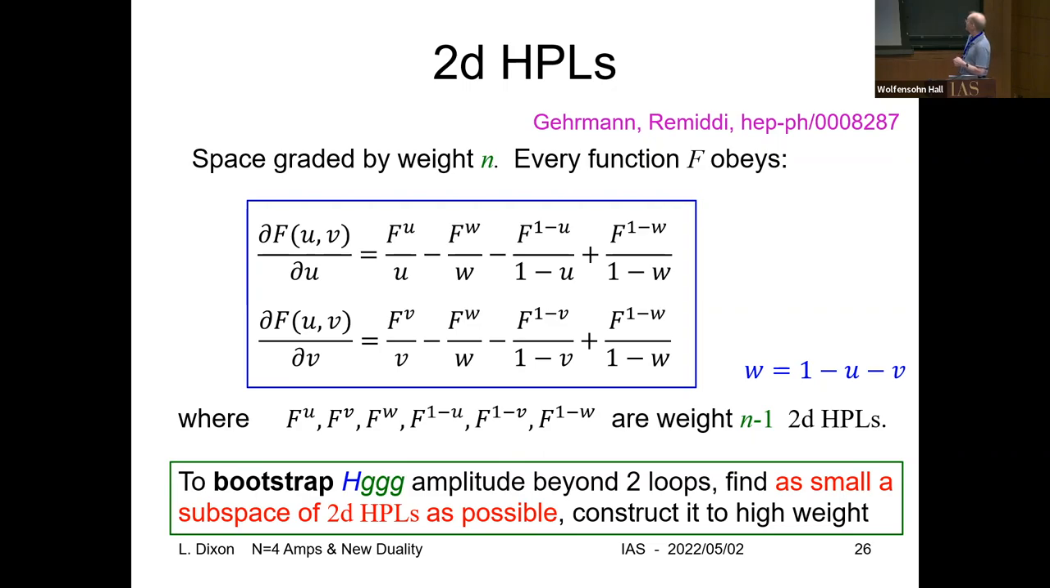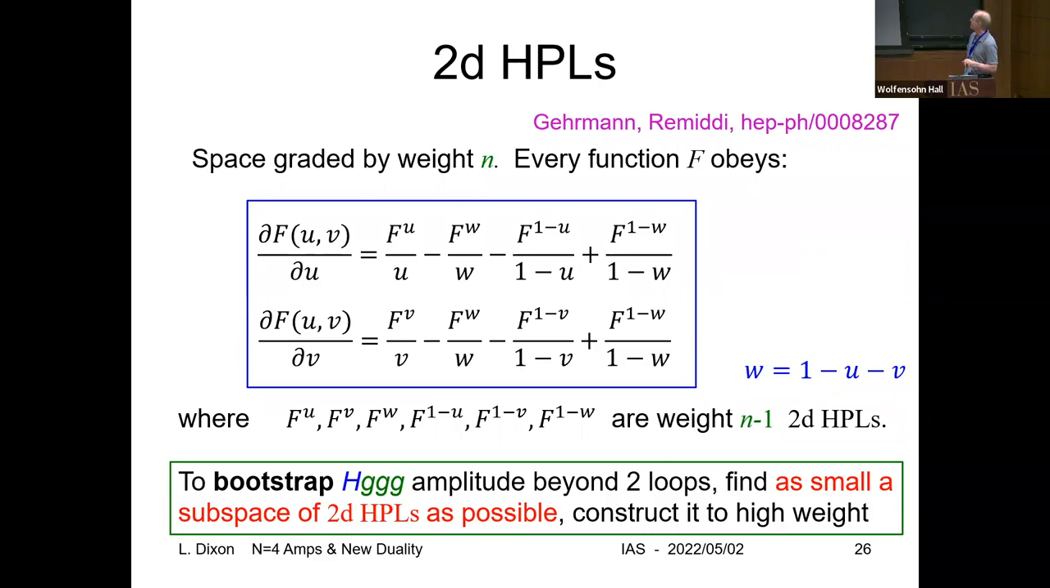So, Gehrmann and Remiddi worked out all of the required Feynman integrals, and they found that they were what they called 2D harmonic polylogs, but they also fall into this category of generalized polylogarithms. And you can define them by iterated integration, but you can also define them differentially.